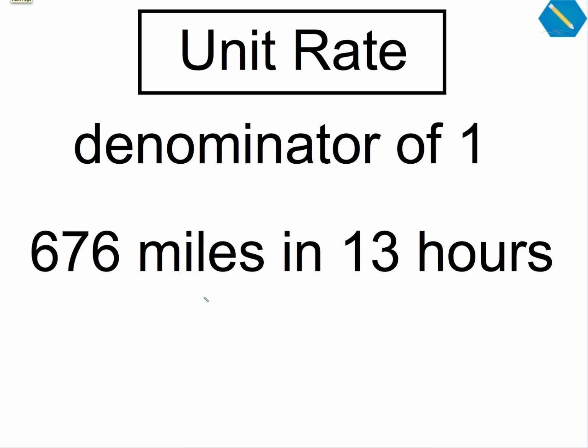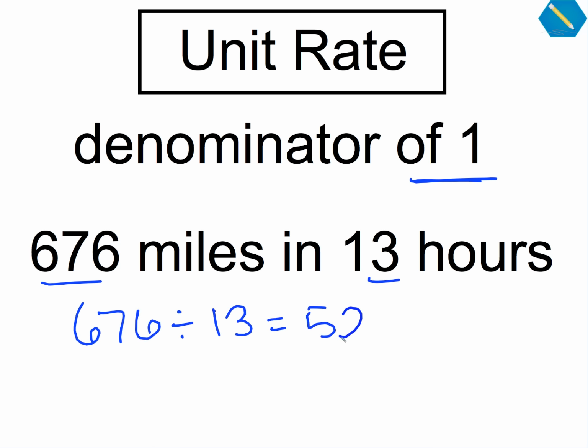It says 676 miles in 13 hours. So if I drove for 13 hours and I traveled 676 miles and I want to know my average speed, you can't just look at this and tell what my average speed was. You need to get it so that it's a unit rate, so that it has a denominator of 1. So the way you do that is you take the first number, 676, and simply divide it by the second number, 13, which would be 52.